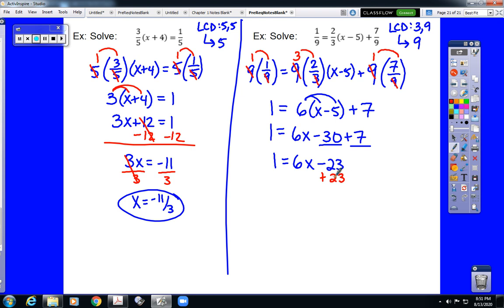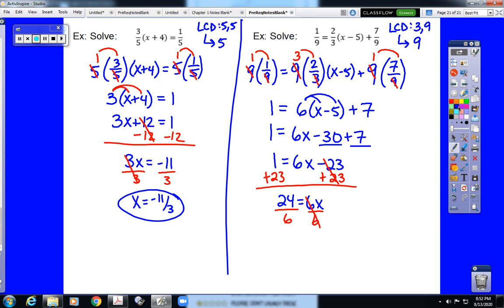Add 23 to each side. Gives us 24 equals 6x. Divide by 6. Gives us x equals 4.